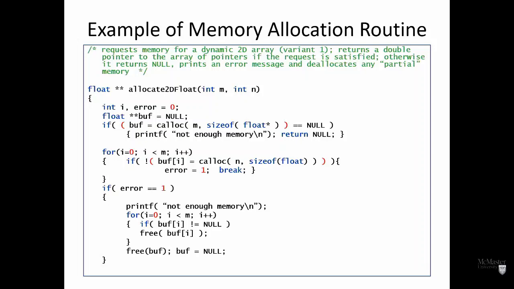But if error has happened to be 1 at any loop, then that means you failed. If I failed, I don't have enough memory, but what do I need to do in this case? You need to free everything that you already allocated, right? How would I know what I have already allocated?